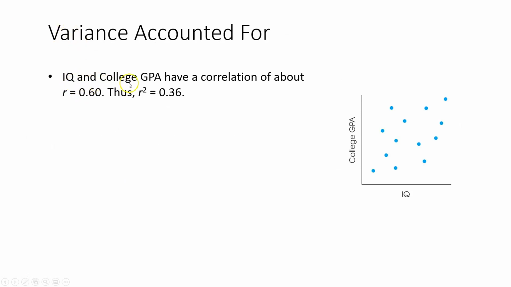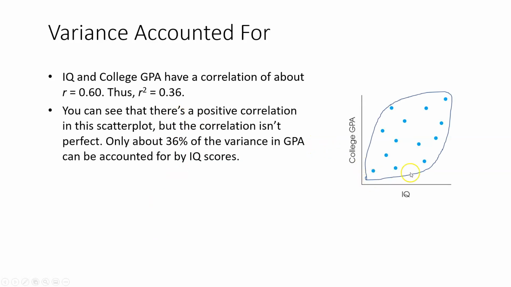If you have IQ and college GPA, these two variables have a correlation of about R of 0.6. If you square that, that equals 0.36. So R squared, just like we saw in previous modules where we've used it to represent a percentage of variability accounted for, you can say the same thing here. This right here is a modest positive correlation.